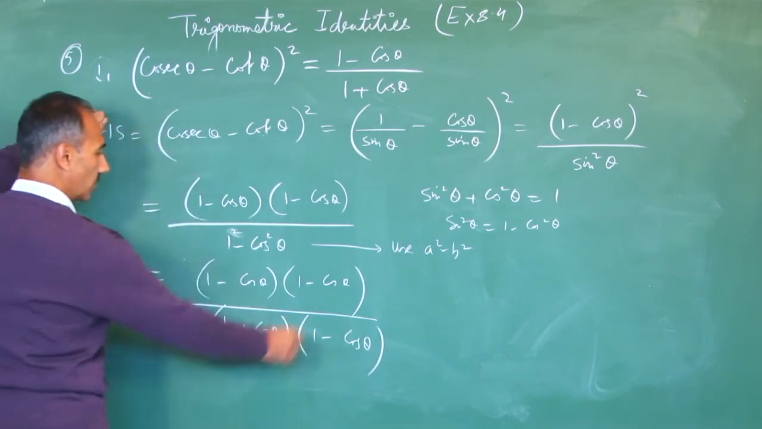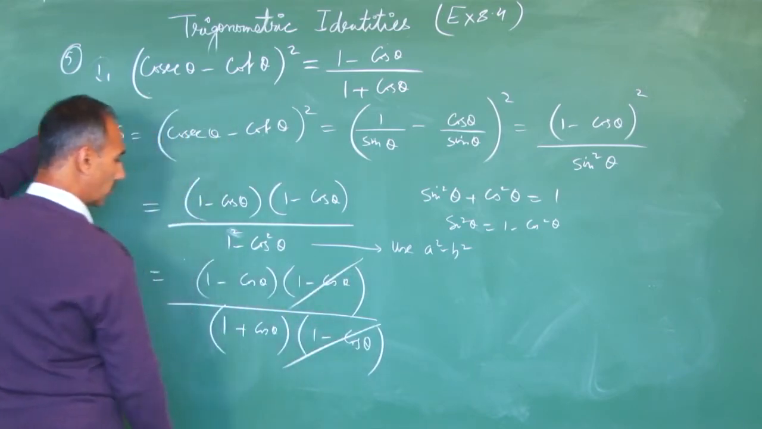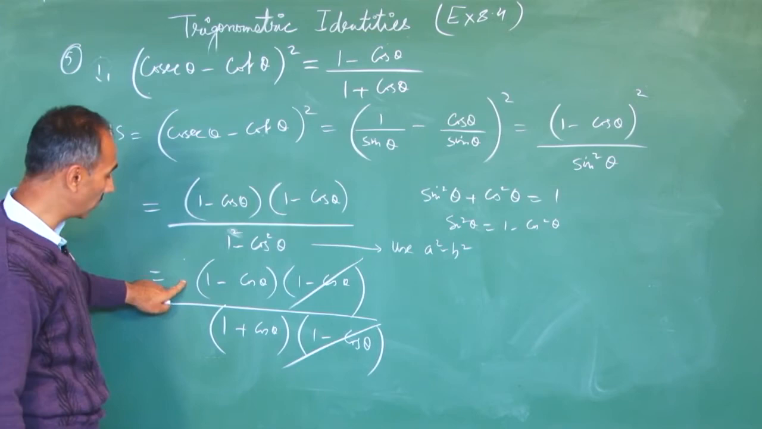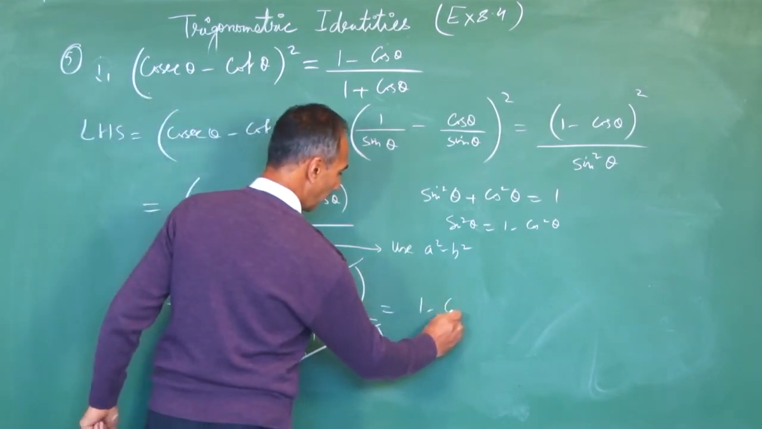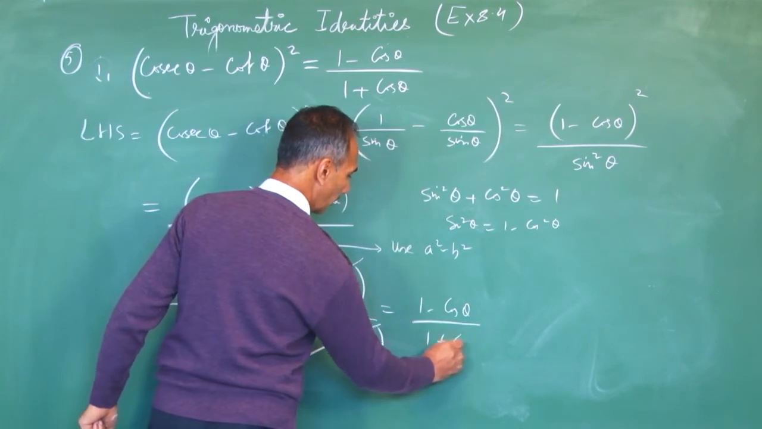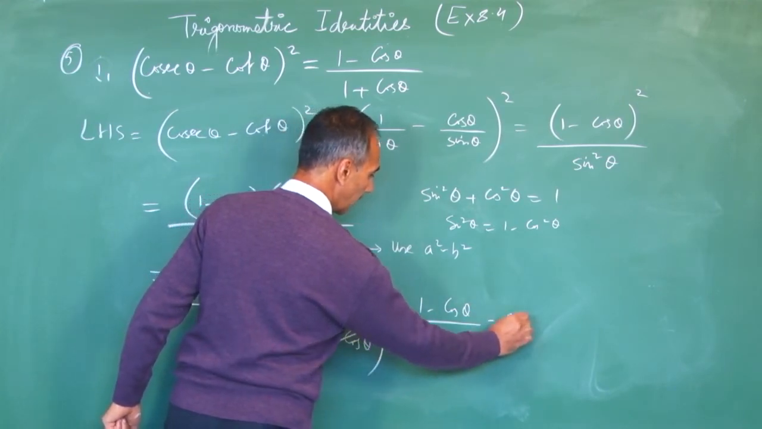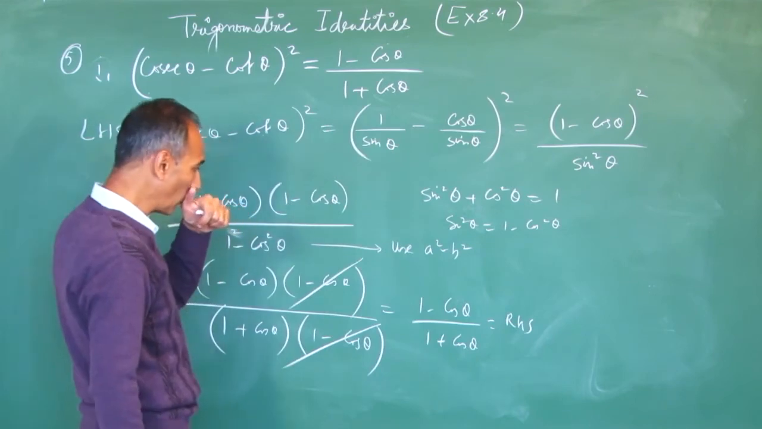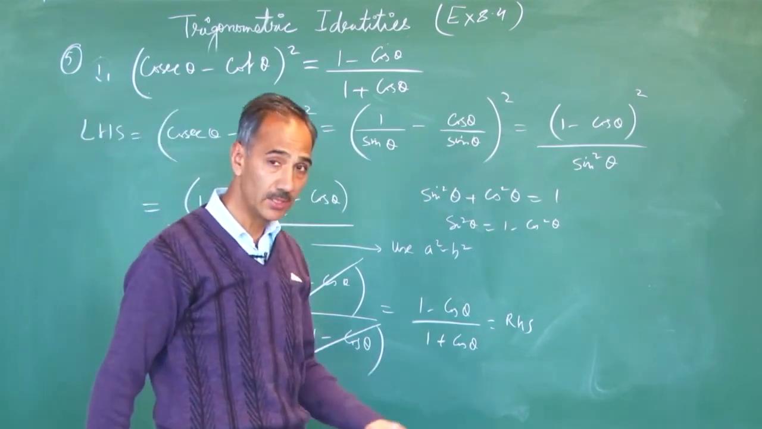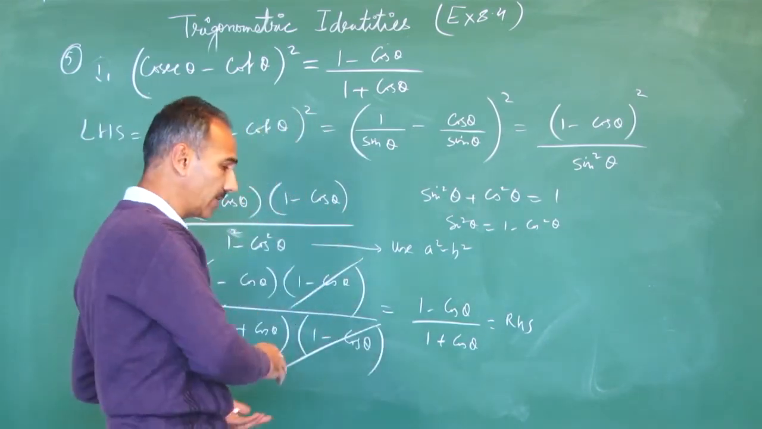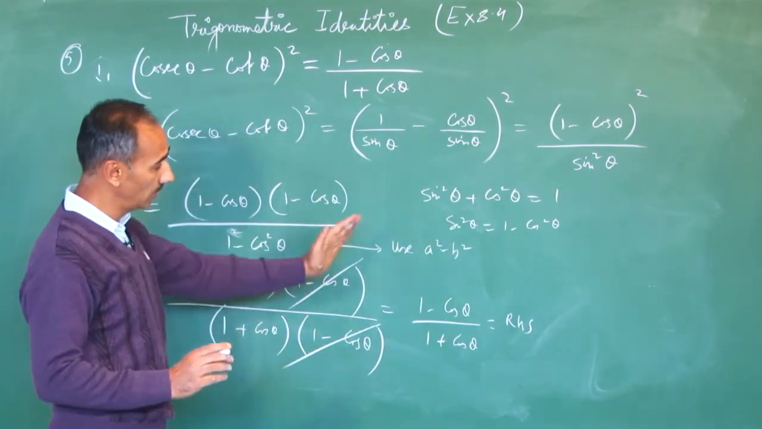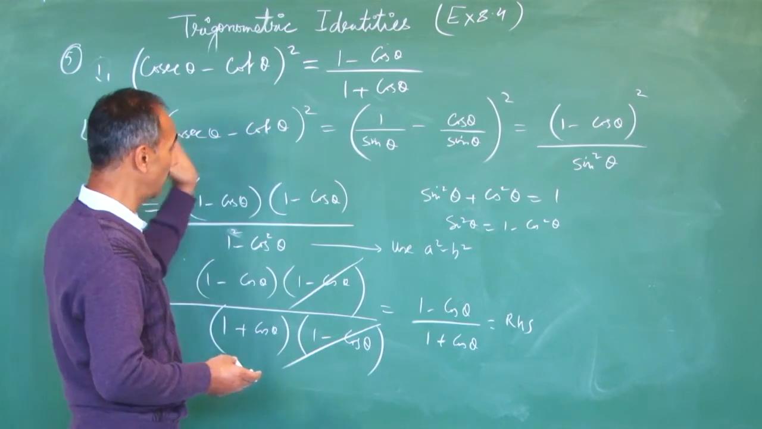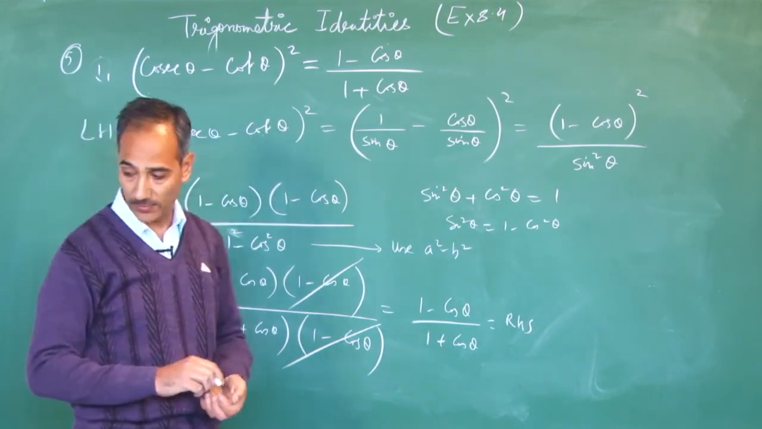Right? So this 1 minus cos cancels with 1 minus cos. We are left with 1 minus cos upon 1 plus cos. That is the right hand side. So we have verified this: 1 minus cos upon 1 plus cos of theta. That is the right hand side. Now if we take the right hand side, we can bring it back to the left hand side, but that would be quite tedious as compared to taking the left hand side and bringing it to the right hand side. We'll move further.